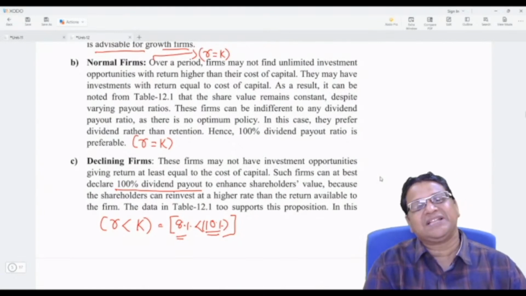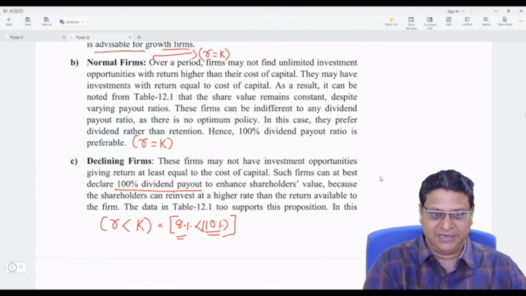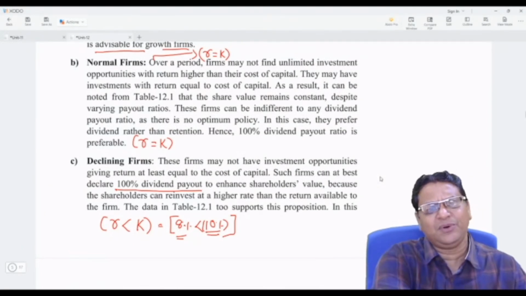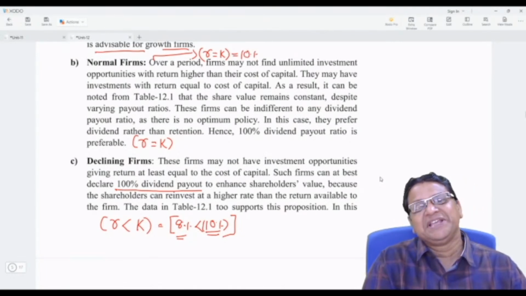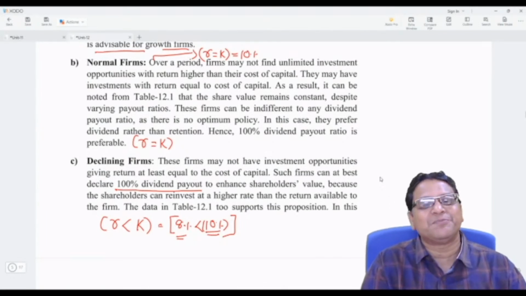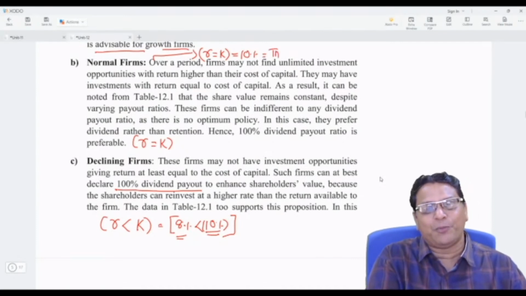So in this case, what is the best payout ratio? If you pay dividend, the shareholders generate a return of 10%. If you do not pay dividend, you reinvest the profit, and you yourself generate a return of 10%. That means in this case, any payout ratio is best. There is no optimum payout ratio. Every payout ratio is best.